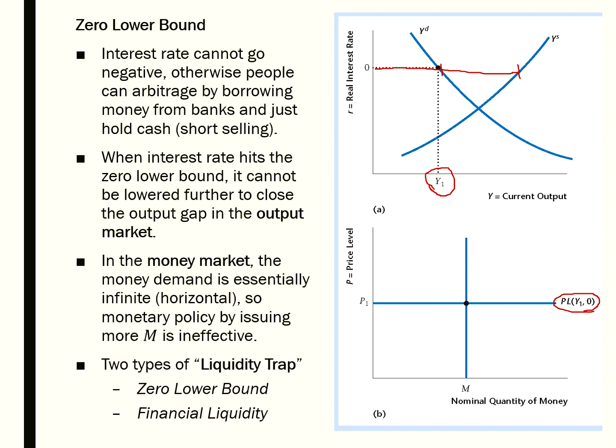Actually, there are two types of liquidity trap. The first type is the zero lower bound, as we just mentioned, and there is a second type called financial liquidity trap, which is actually emphasized by the new monetarism. It is effectively a situation where there is too much liquidity and extra liquidity no longer has any effects.